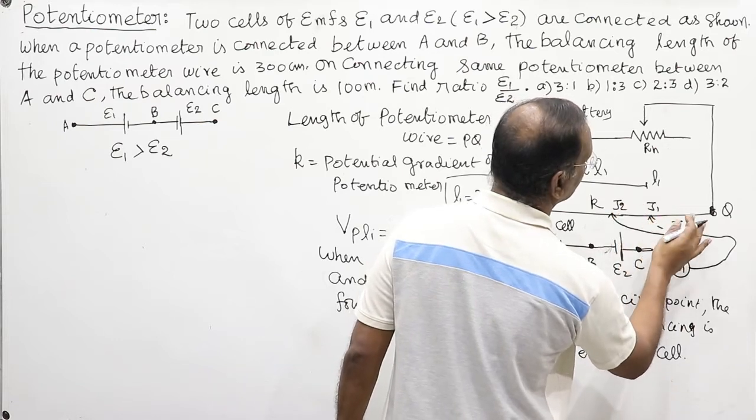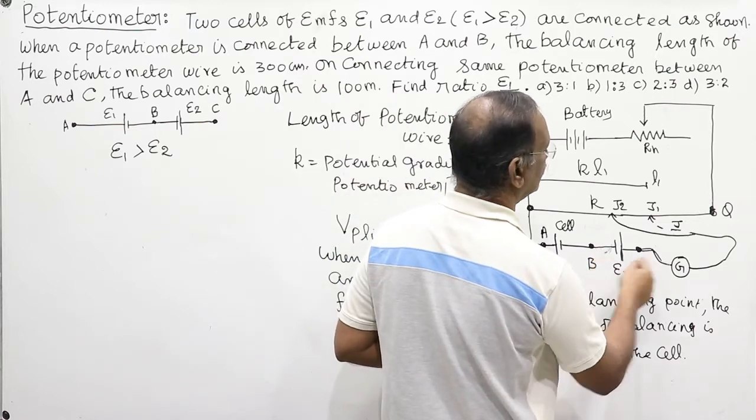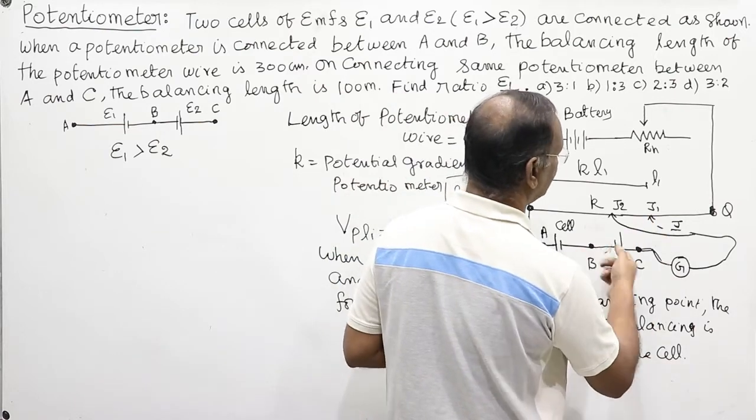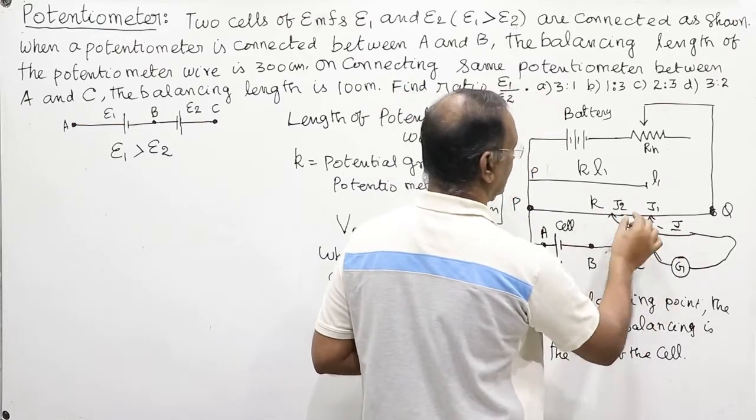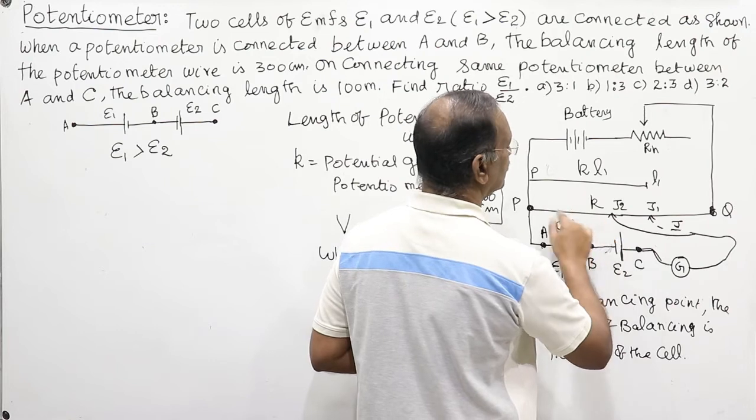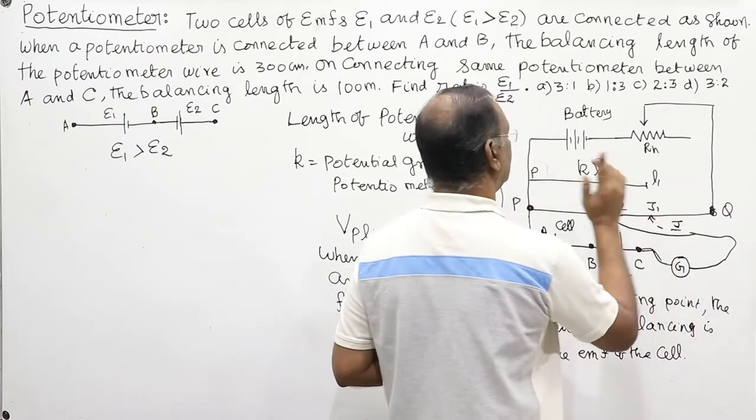We can remove this one, because only this battery is alone, this is the balancing length. When these two batteries are connected, this is the balancing length. It means when we move the jack after connecting these two, when we move the jack at J2, we get the null deflection, and that is the balancing point.